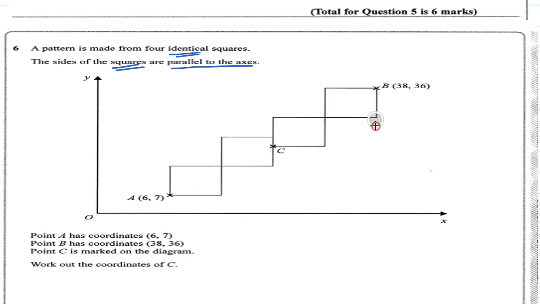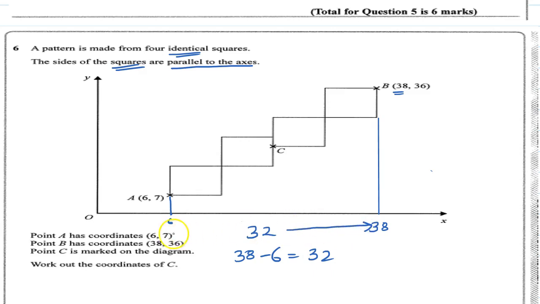So it means if we draw a line from here, this is the 38 x value, and if we draw a line here, then this is 6. So their difference, 38 take away 6, will be 32. So it means this distance is 32. If this distance is 32, how many squares are there?